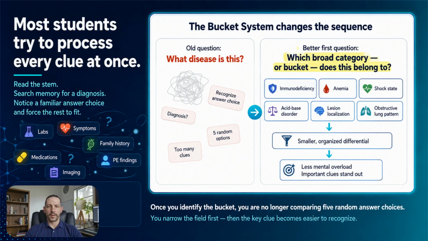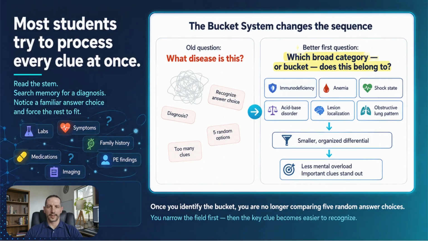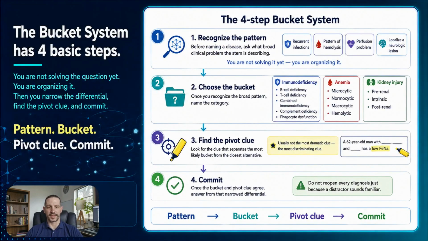Once you identify the category, you are no longer comparing 5 random answer choices. You are working inside a much smaller and more organized differential. That lowers the amount of information you have to hold in your head and makes the important clues easier to recognize. The bucket system has 4 basic steps.